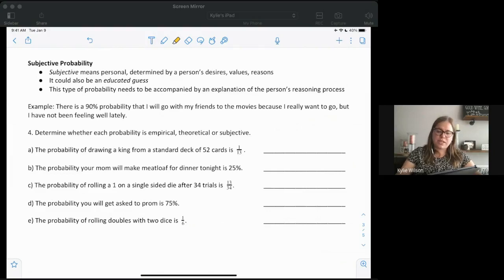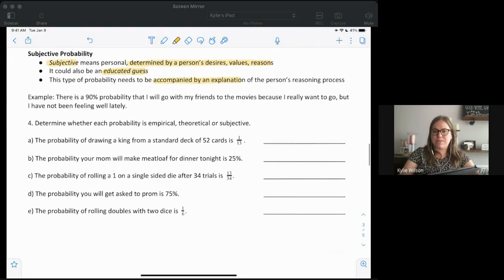All right, so the last piece is what we call subjective probability. And subjective means personal, determined by a person's desires, values, reasons, whatever the case may be. Now, it can also be an educated guess. And this type of probability needs to be accompanied by an explanation of the person's reasoning process, right? So if you are just deciding what you think a probability will be, or you're giving a bit of an estimation, it is important that we explain why we think the way we do.